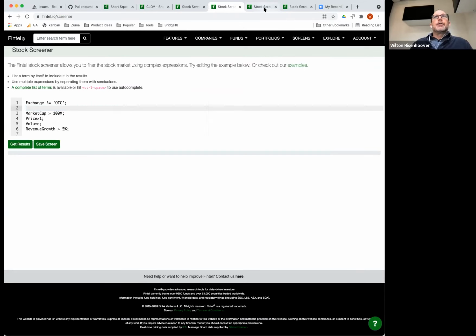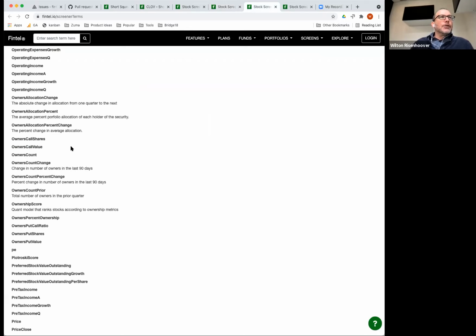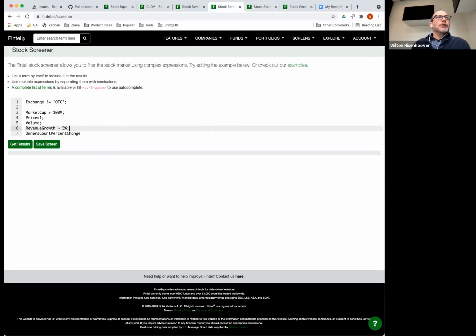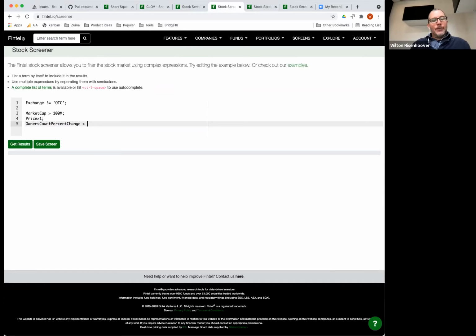So if you take a look at these things here, owners count is a great one. So let's take a look at owners count change. This is the percent change in the number of owners in the last 90 days. So if I plug this in here, let's get rid of the revenue growth and let's get rid of the volume. Let's say that we want to find companies where there's a lot of accumulation, okay?